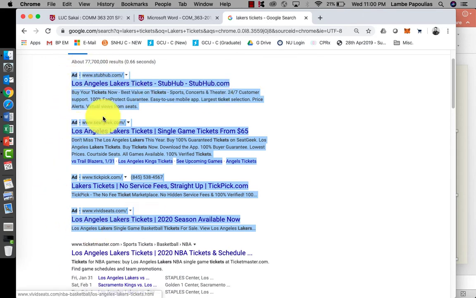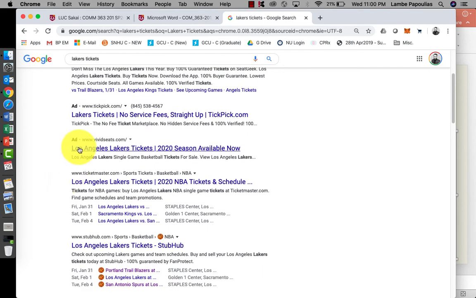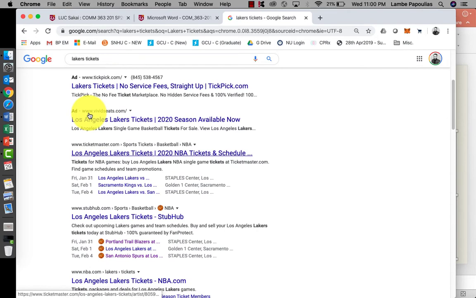And people pay to have their information up here. So StubHub pays money, SeatGeek, TickPick, Vivid Seats. But the first thing that pops up that is not an ad, so you can see these 4 are ads, is Ticketmaster. This is Los Angeles Lakers tickets through Ticketmaster.